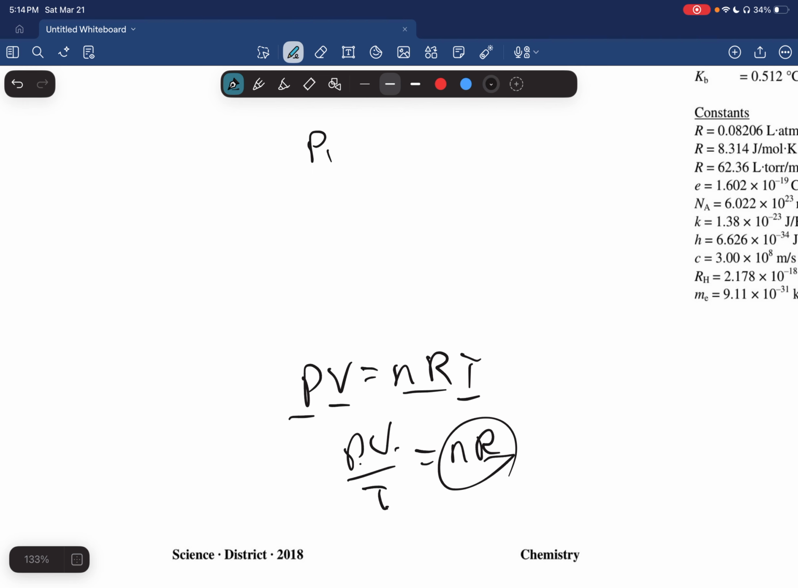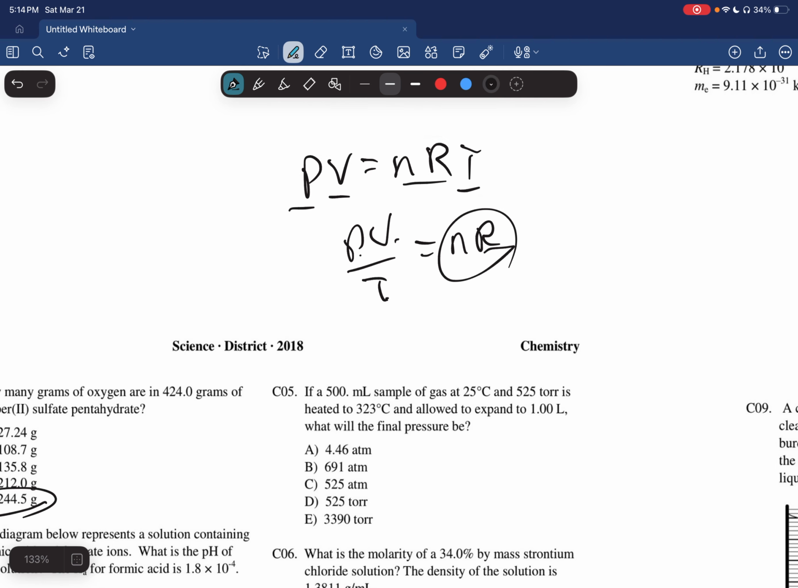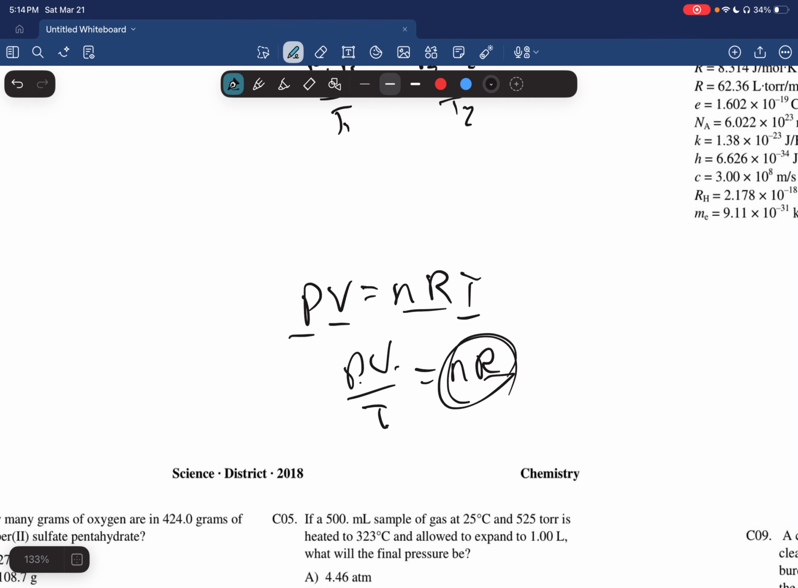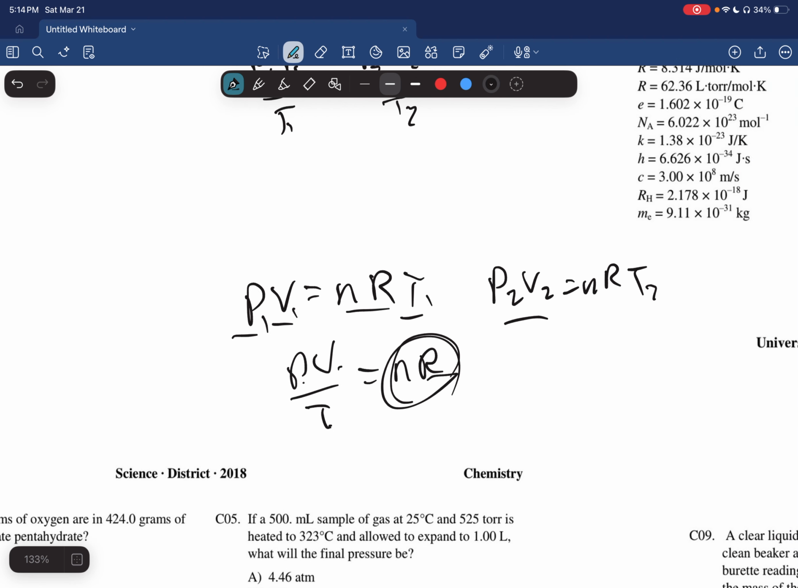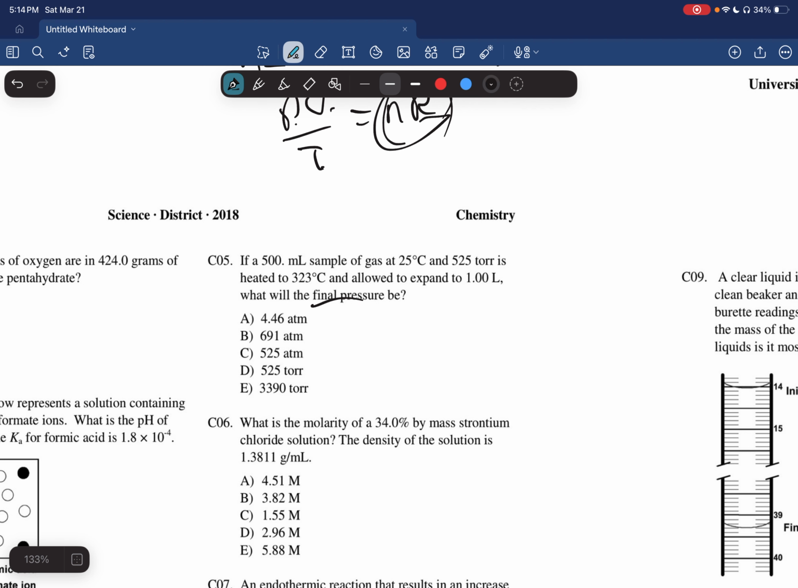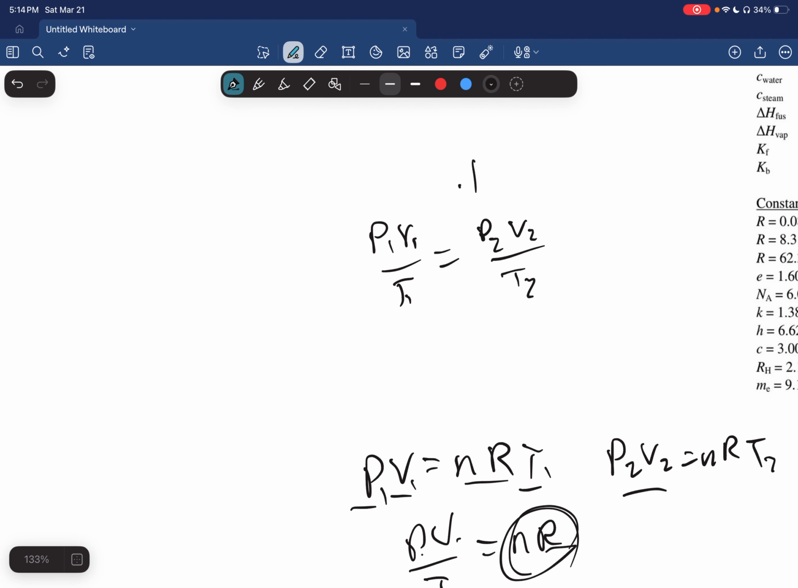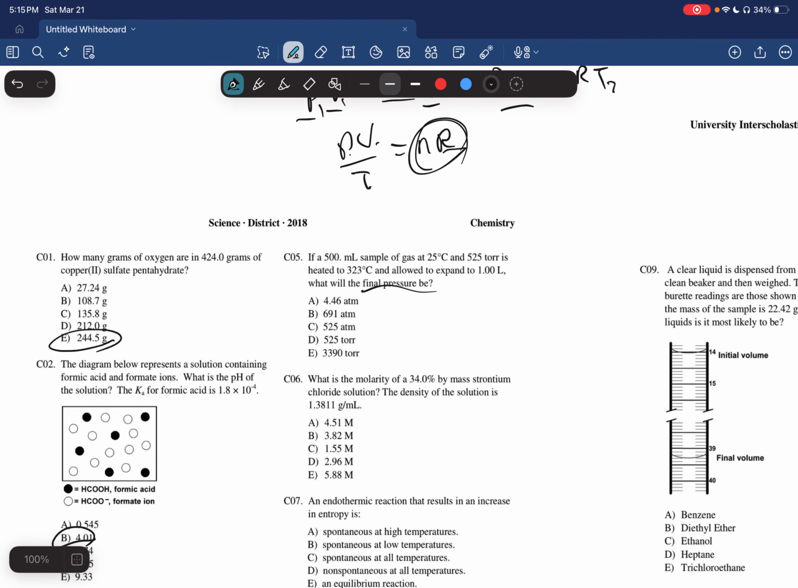So what we can do is we can say P1 V1 over T1 equals P2 V2 over T2. And I hope you can see why we did that. This is a constant, so we could have said that equals that and solved for it, and then said that over that equals it, and then just rearranged for nR. But anyways, we're trying to find our final pressure, so we're looking for this P2 right here. So let's rearrange our equation, and we'll get P1 V1 T2 over T1 V2 equals P2. And now it's just sort of plugging in until we get our answer.